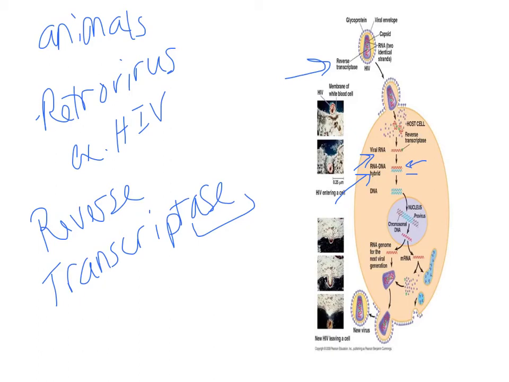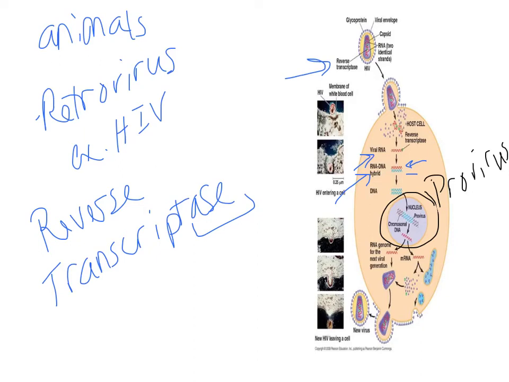Okay, you can see that happening right here. That is called, again, a provirus, just like it was a prophage before with the bacteriophage incorporating into the host genome. Now we have a provirus, and so that provirus contains a portion of viral DNA as well as the host cell's DNA.